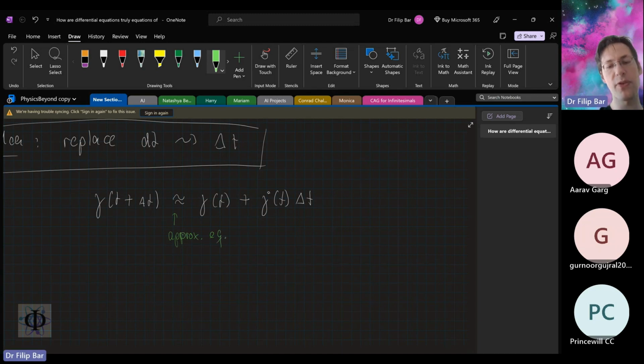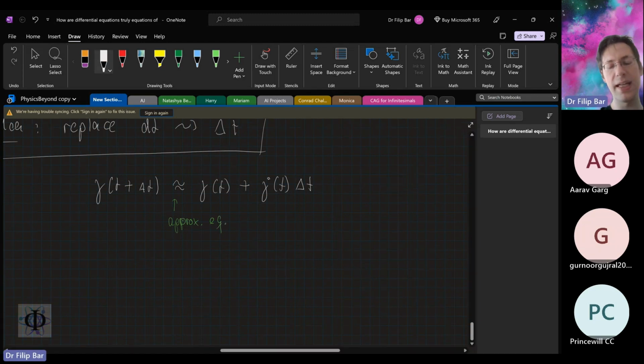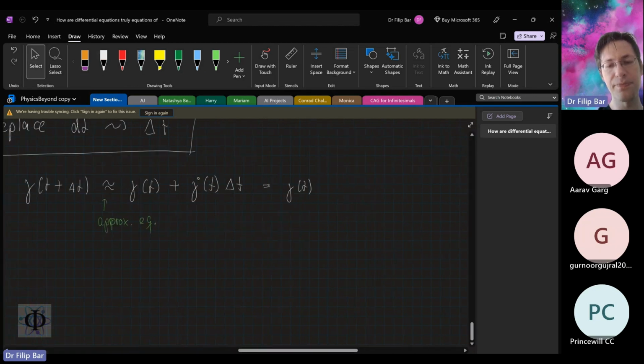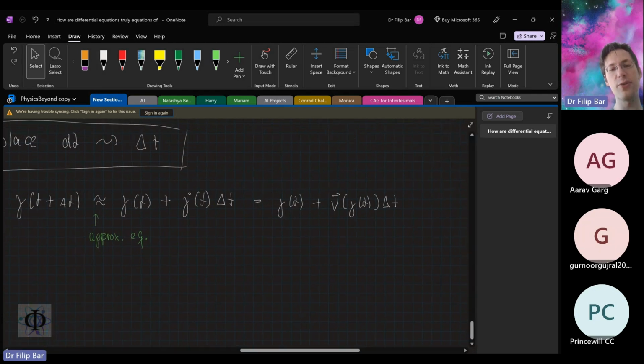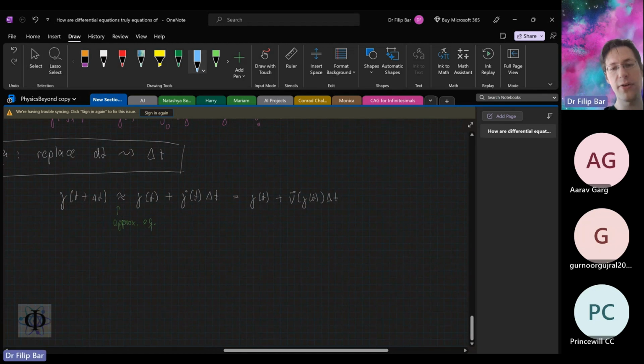So this just means approximately equal. And here I can just continue. Well, this is just gamma t plus v using the differential equation, gamma t delta t. And now I'm in the same fortunate situation because I have this, I know the previous time step.